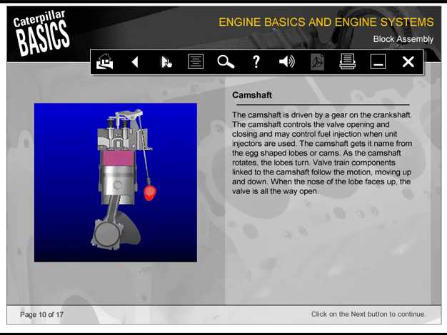The camshaft is driven by a gear on the crankshaft. The camshaft controls the valve opening and closing, and may control fuel injection when unit injectors are used. The camshaft gets its name from the egg-shaped lobes or cams. As the camshaft rotates, the lobes turn. Valve train components linked to the camshaft follow the motion, moving up and down. When the nose of the lobe faces up, the valve is all the way open.